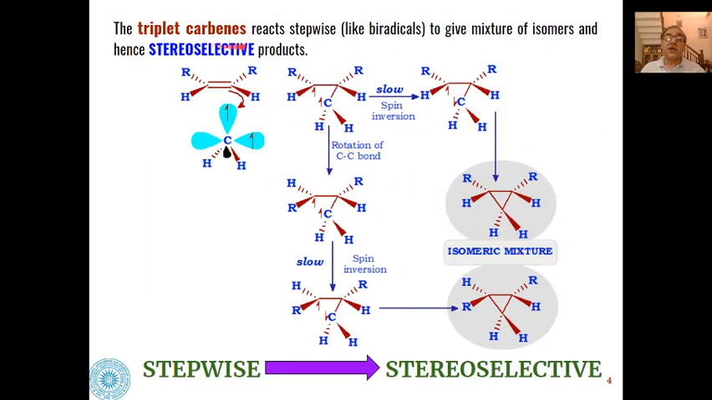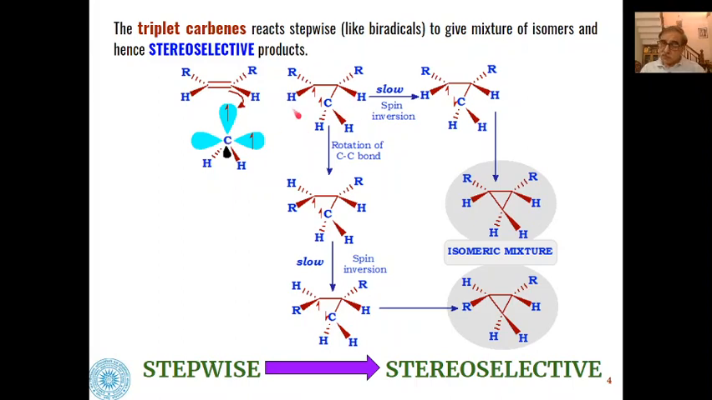Then there are triplet carbenes. In case of triplet carbene, we know that both the electrons have the same spin. They have parallel spin. So that means out of these two electrons of the pi bond, the carbene can interact at once only with one of these electrons. So the carbon-carbon double bond will interact with any one of the electrons to form a carbon-carbon bond between this carbon and say this carbon of the carbene.